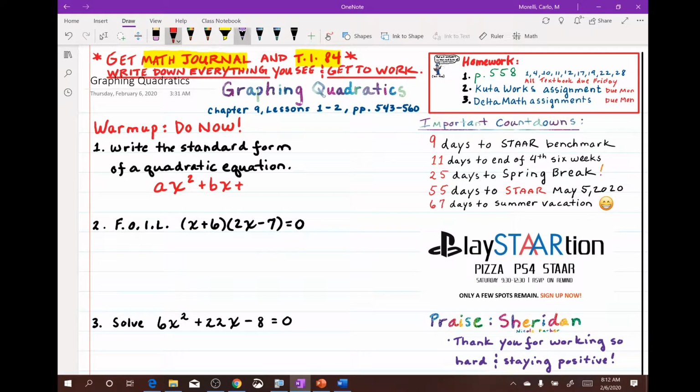And because I said that's the standard form of a quadratic, plus c. But because I said equation, we want to make sure to set it equal to 0. Otherwise, it's a standard form quadratic expression. Okay, so it must be set equal to 0.